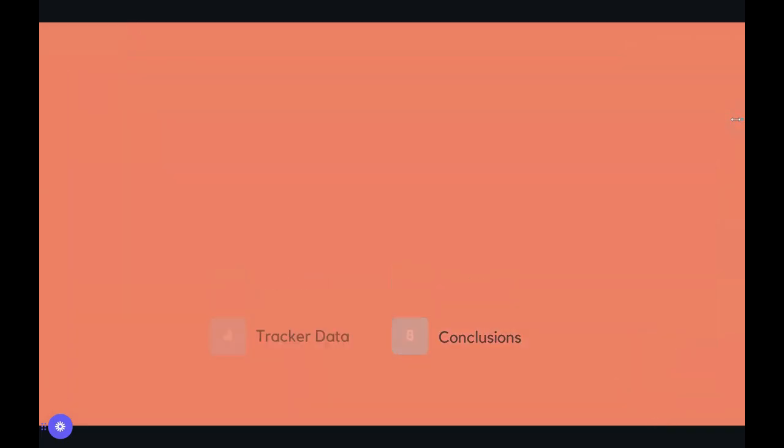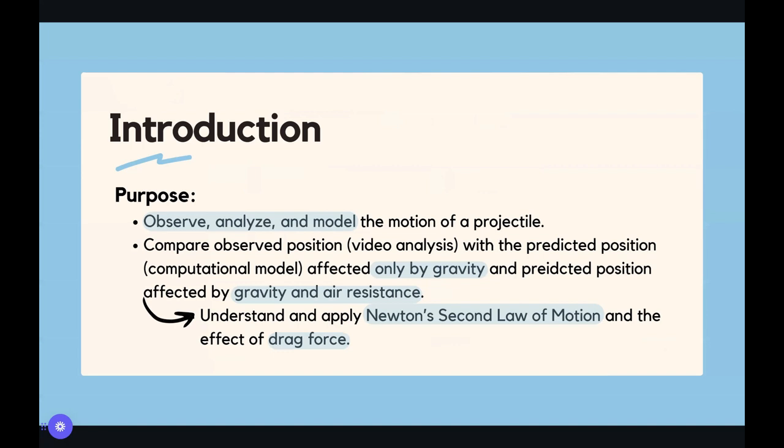Firstly, the introduction. The overall purpose of this assignment is to observe, analyze, and model the motion of a projectile. We will achieve this using three main tools: Tracker for video analysis, GlowScript for building the computational models, one only accounting for gravity and the other accounting for gravity and drag force, and lastly, spreadsheets for comparing the observed trajectory of the object with the two predicted trajectories.